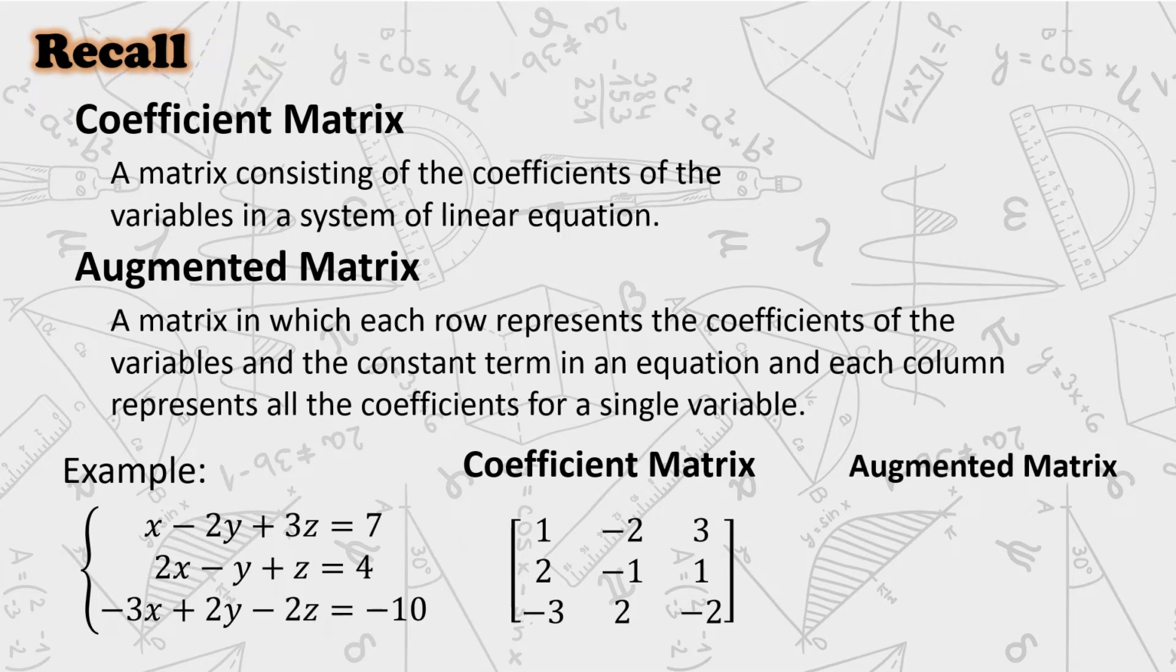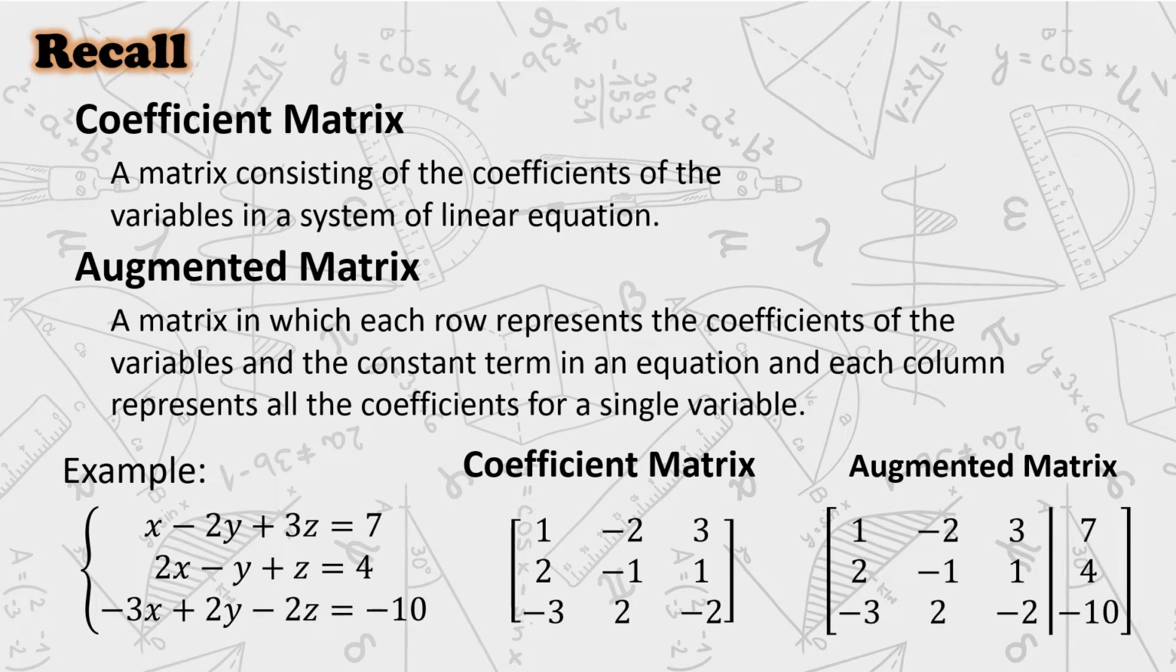The augmented matrix for this system of equation is 1, negative 2, 3, 7. This now includes the constant term in the equation. Second row, we have 2, negative 1, 1, 4. And in the third row, we have negative 3, 2, negative 2, negative 10. In the augmented matrix, we have an additional column consisting of the constant terms in the three equations.